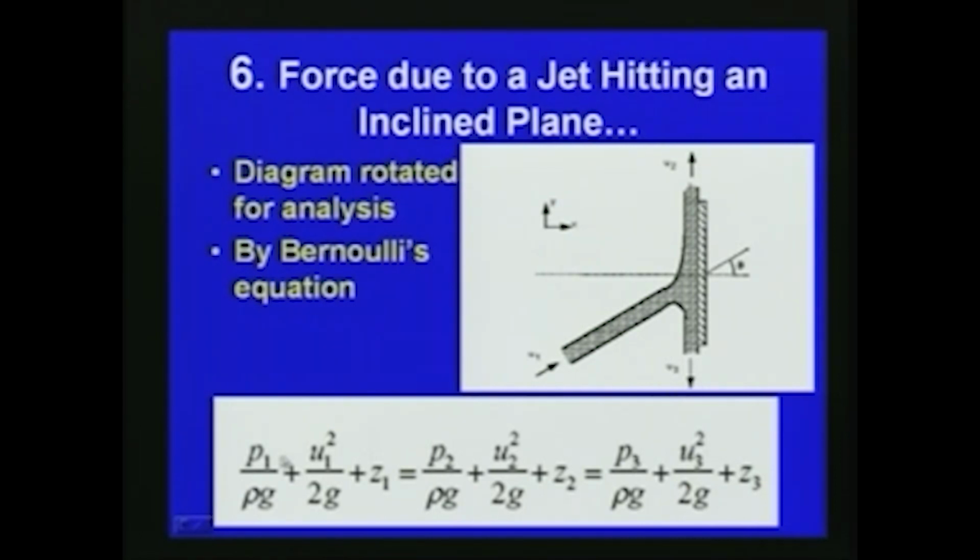So, three sections. From Bernoulli's equation we can write P1 by rho g plus u1 square by 2 g plus z1 is equal to P2 by rho g plus u2 square by 2 g plus z2, is equal to P3 by rho g plus u3 square by 2 g plus z3.